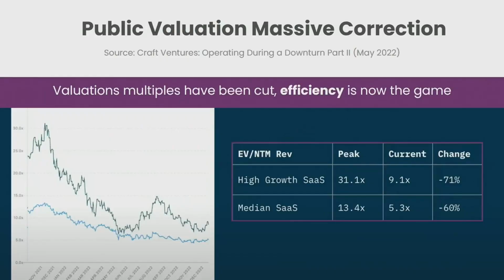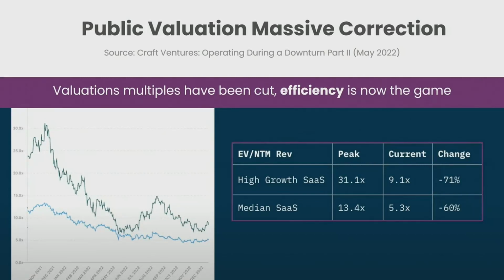But talking about the market for a sec, valuation multiples have been cut by about 60 to 70%. You can see a baseline there from Craft Ventures. This was in May of 2022, and you can see there that basically SaaS companies are valued much less based on their ARR than they used to be. And that's something to note. Why do we care about that? Because we get judged harder on business discipline and efficiency as a result of that. And a big part of our jobs, especially in lifecycle marketing, is to focus on discipline and efficiency.